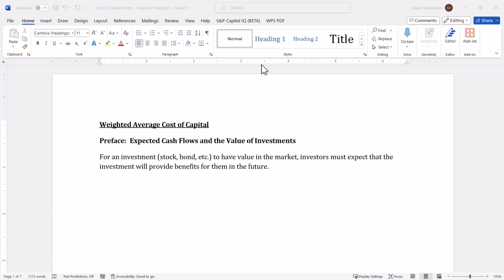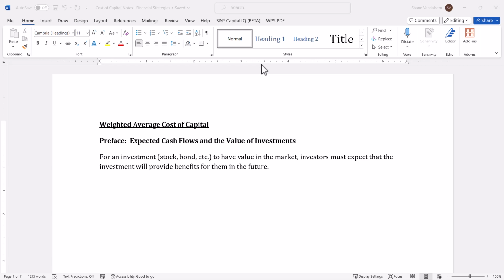So when we talk about capital budgeting, we use that weighted average cost of capital as the discount rate, as the rate of return that the company must earn on its investments in order to make those investments make sense for the company to take on.